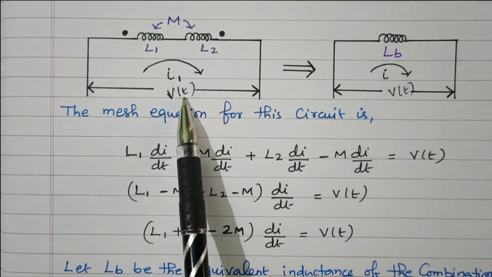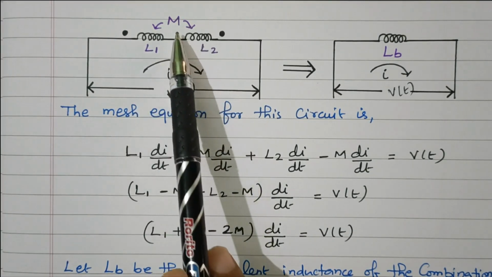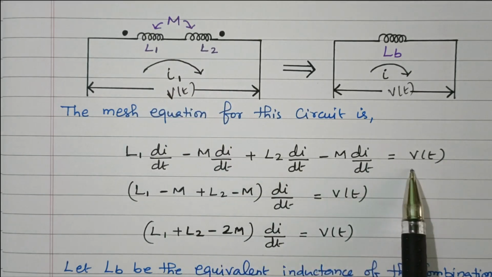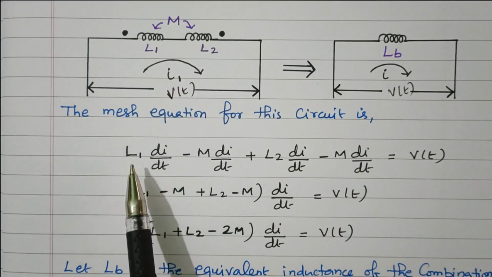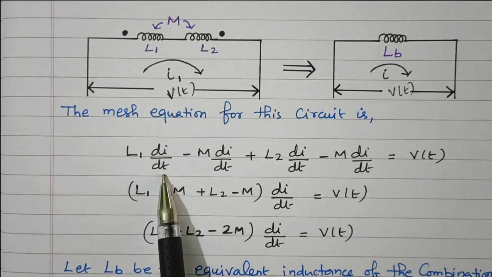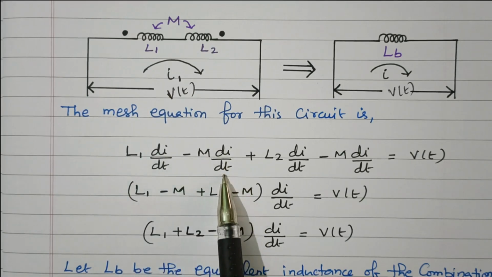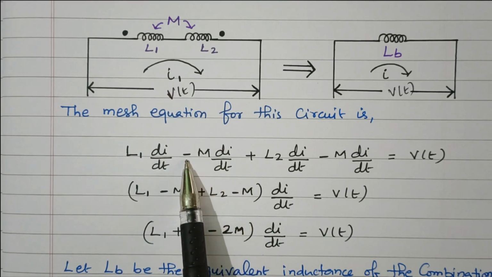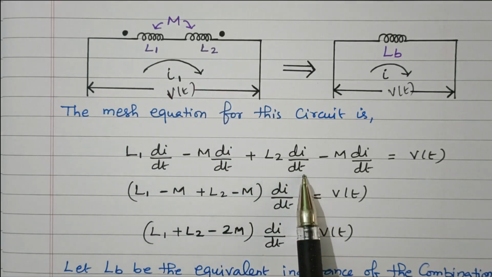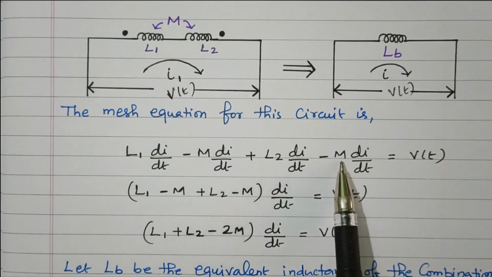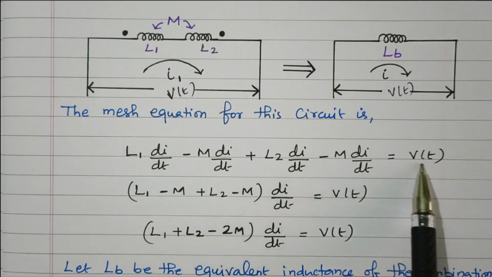So the Kirchhoff voltage law says the applied voltage equals the drop across L1 and L2 as well as M. So V of t, the applied voltage, equals the drop. The inductive drop across L1 is L1 di by dt. Similarly, the mutual inductance due to L1, M di by dt. Because of opposition, we are having a negative sign. Similarly, the drop across L2 is L2 di by dt. The mutual inductance due to L2 is M di by dt, that is opposing. Due to opposing, it is minus. That is equal to V of t.